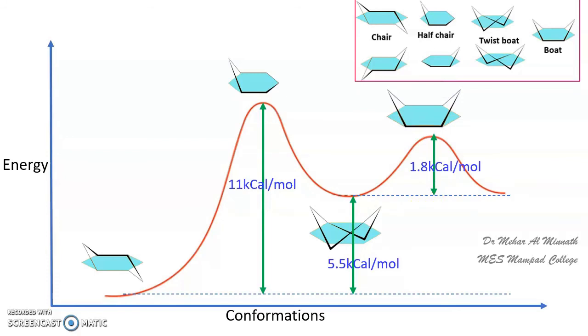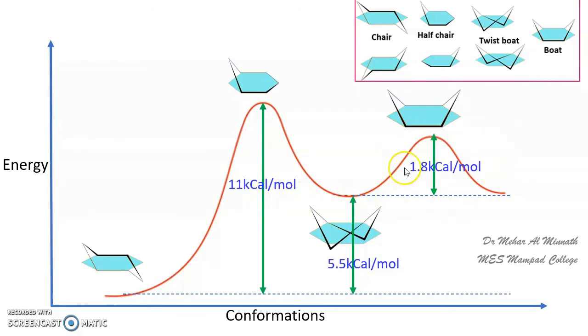And that's why, since the energy difference between twist boat and boat form is very less, these two conformations are considered together. Alright, but actually they must be considered separately, because twist boat is of course less in energy than the boat form.